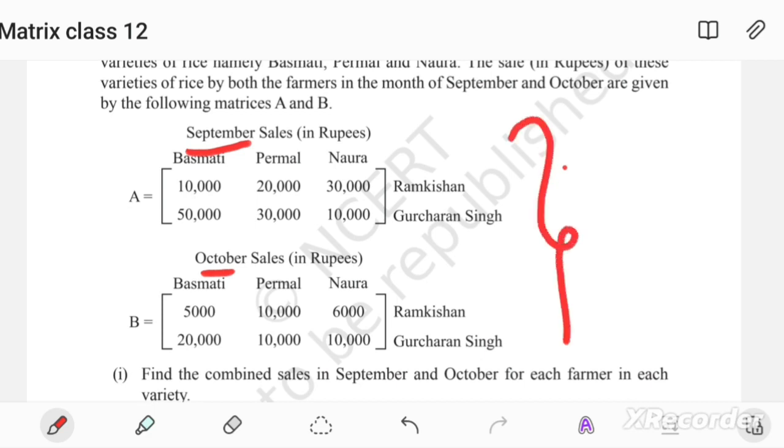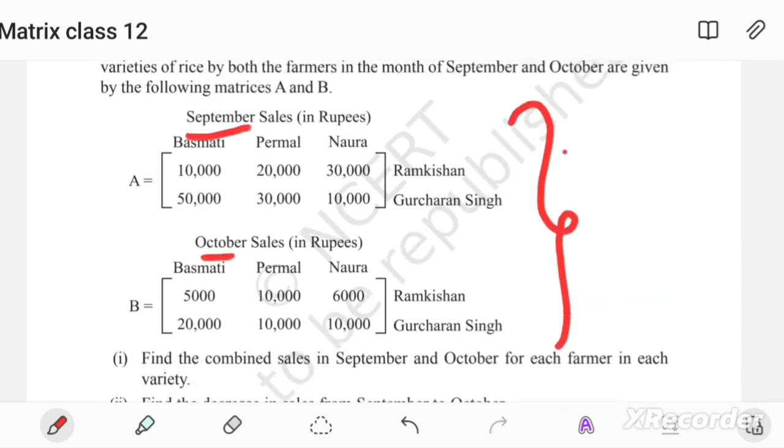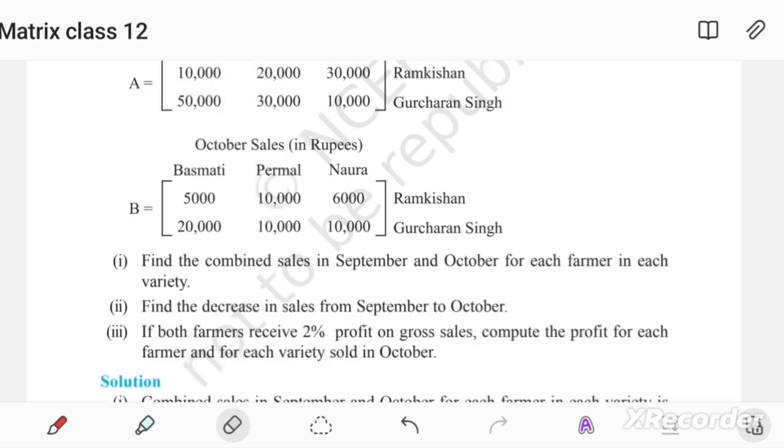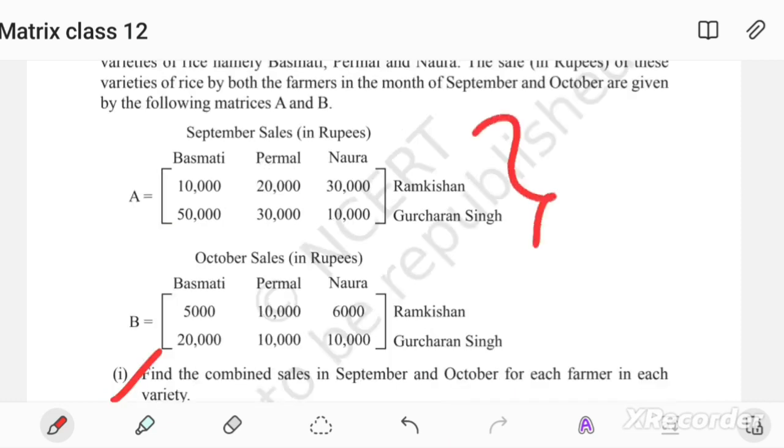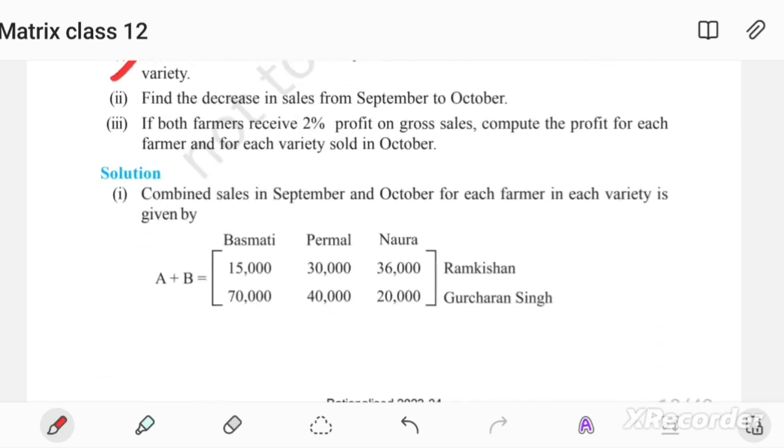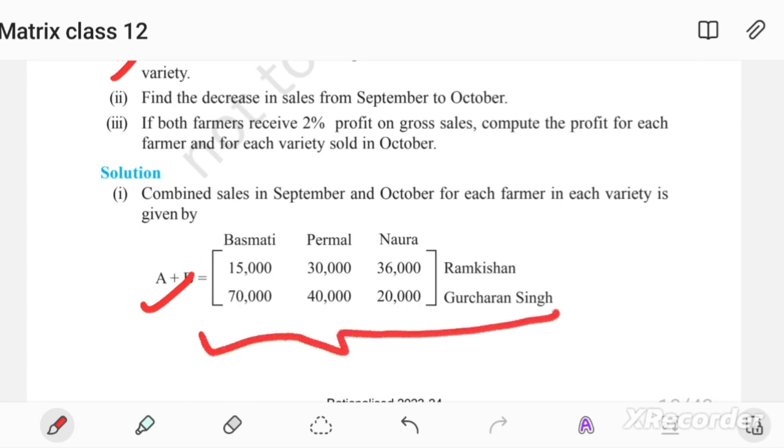See, this is how we have used matrices in order to make the data structured, in order to present it in a structured way. So now let's quickly solve this question. What we are asked is to find the combined sale in September and October for each farmer. Now this is the sale in the month of September, this is in the month of October. Just simply add these two matrices. The matrix which we get is the combined sale in both September and October for each farmer.